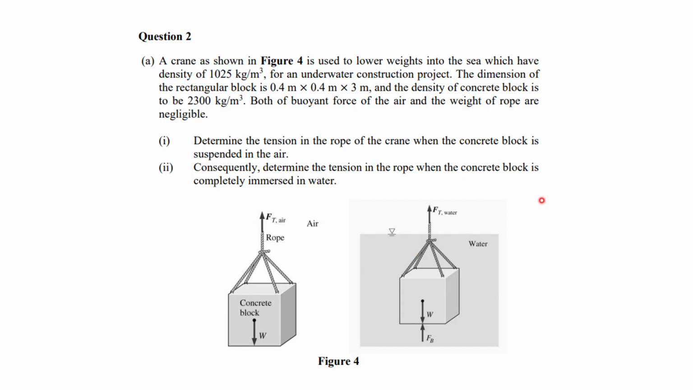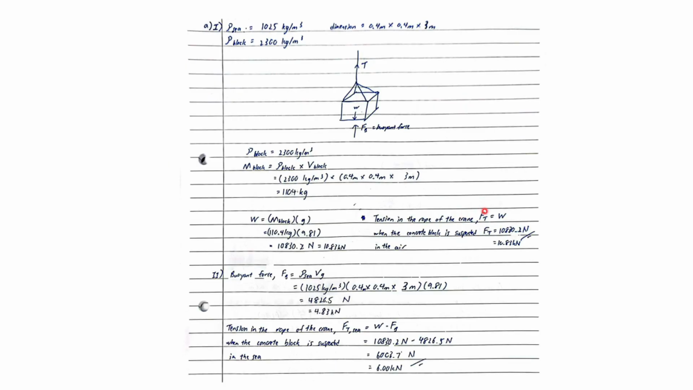And for question 2, more specifically 2A, the question requires us to determine the tension in the rope for both conditions, without being immersed in the water and immersed in the water. Without being immersed in the water, we can just apply the balance equation. Through the diagram, we know that the tension force is equal to the weight of the block without any buoyant force. Why? Because it is not immersed in the water.